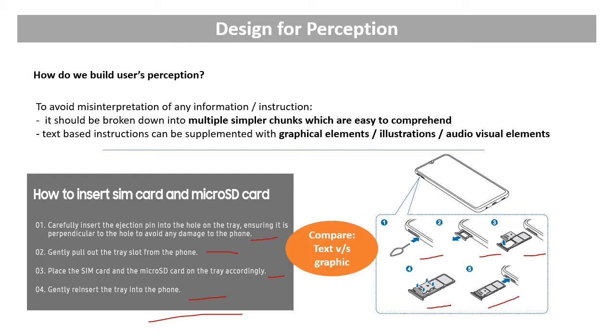So now if you compare the text versus graphic, in which instance do you think the user would have lesser ambiguity? Obviously, in the graphic-based manual. It is because text can be interpreted in a more ambiguous way. For example, take a statement like, carefully insert the ejection pin into the hole on the tray, ensuring it is perpendicular to the hole to avoid any damage to the phone.